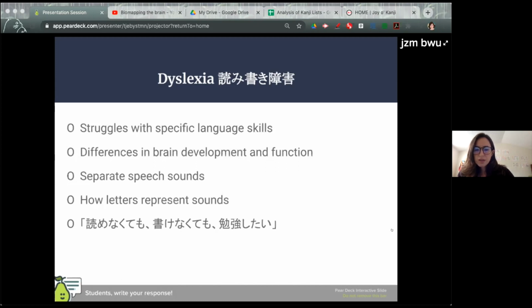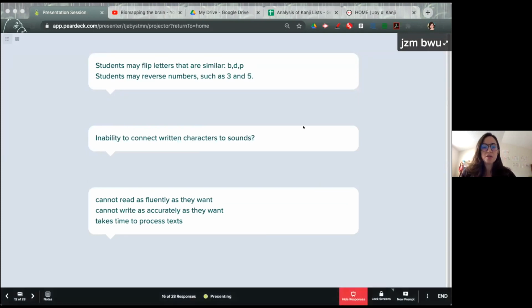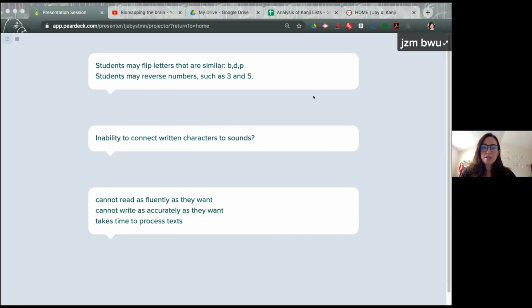Right, so we've got several people who are mentioning that similar looking or similar sounding characters get confused for these students. And because of that, it takes a while to process what they're seeing. So they might flip letters that look similar to each other.